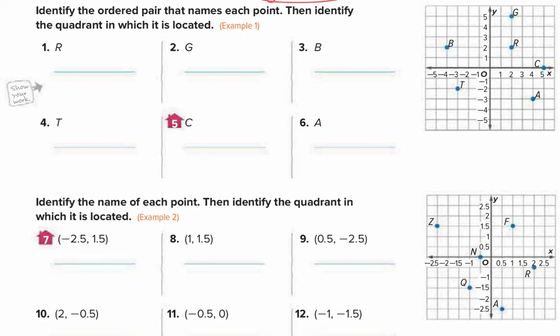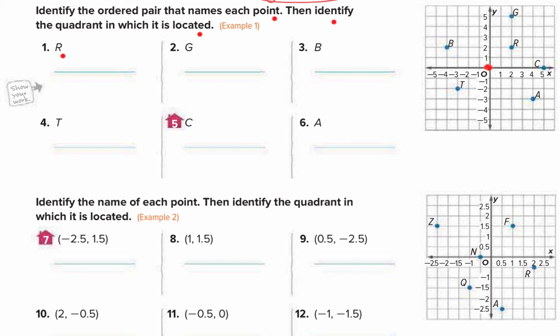Now we're on workbook page 399. It says, identify the ordered pair that names each point. Then identify the quadrant in which it is located. So number 1 says point R. So we always have to start our pencil at the middle. This is called the origin.